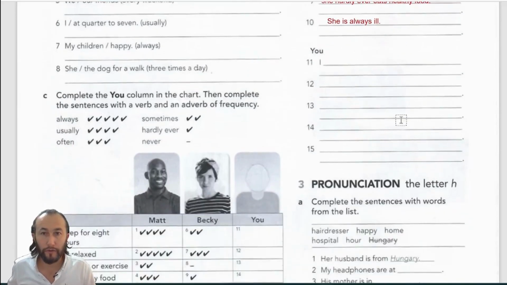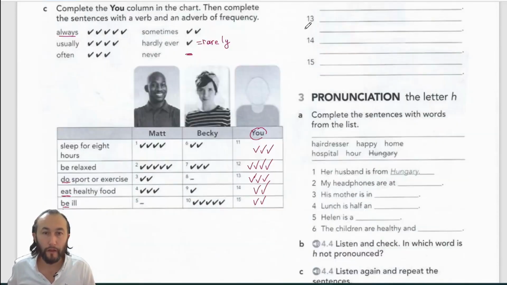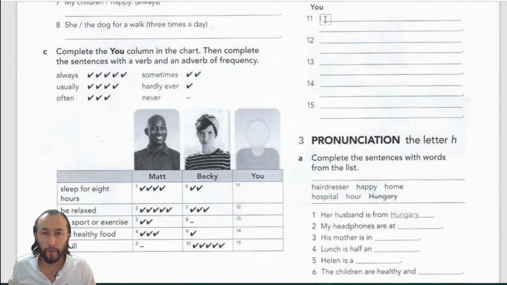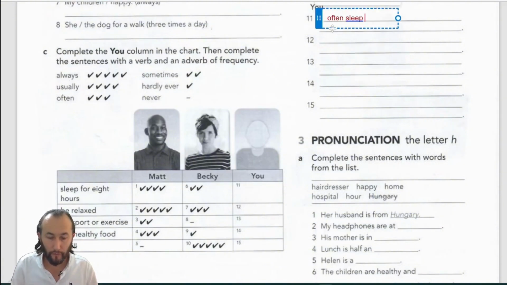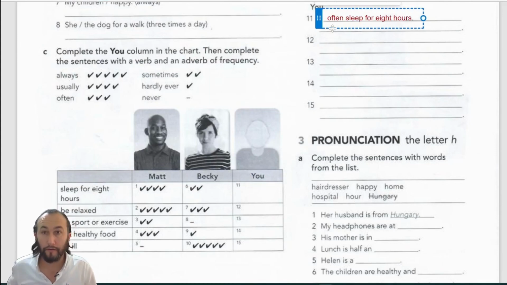Okay, now we're moving to you. So it's about me. Now we look at here, the first one, 11. I put 3 ticks, which is often. So I often sleep for 8 hours. As you can see, it starts with I. So I often sleep for 8 hours.